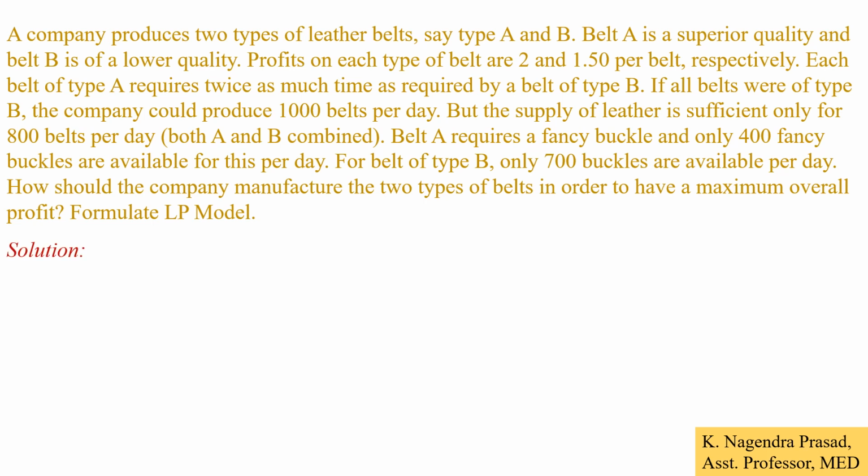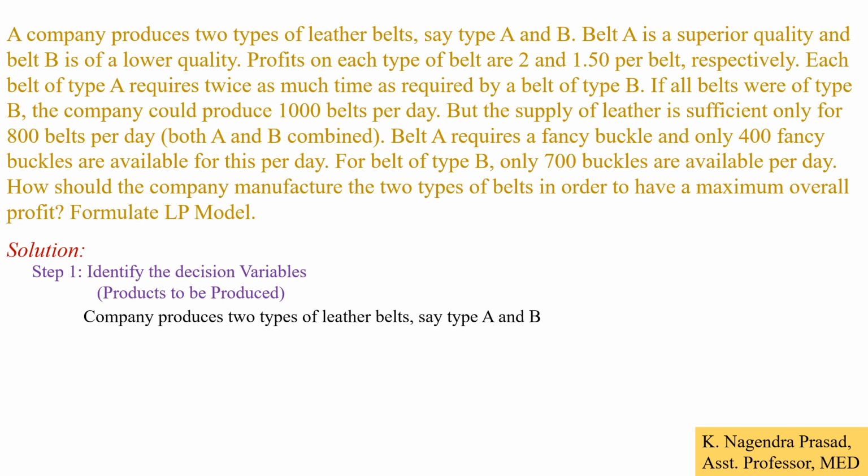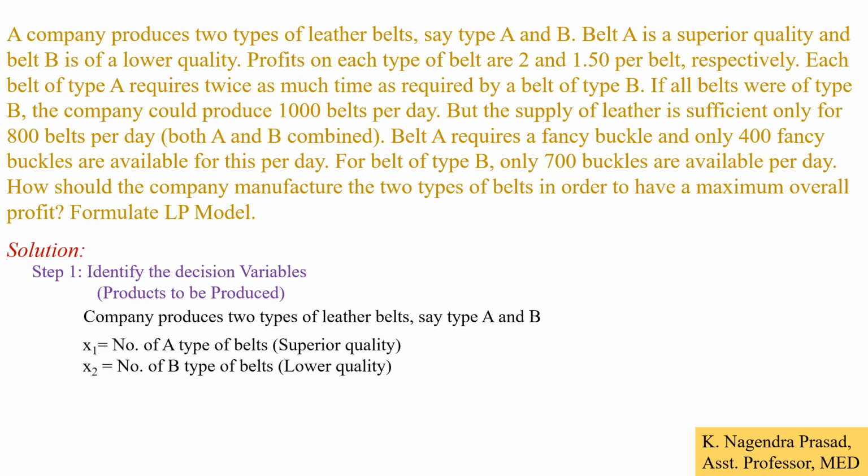The first step is to identify the decision variables. For this, observe what products the company is to produce. In this problem, the first sentence says a company produces two types of leather belts, say type A and type B. So here the decision variables are: x1 equals the number of type A belts, which have the superior quality, and x2 is the number of type B belts, which have the lower quality.